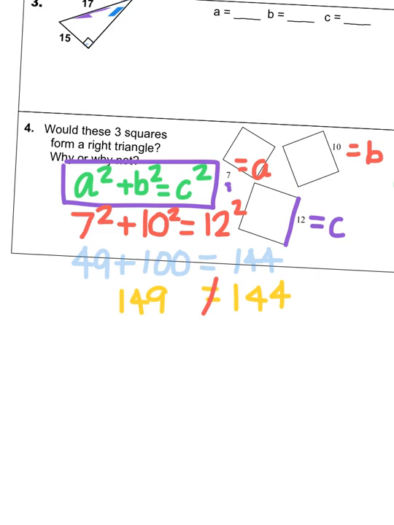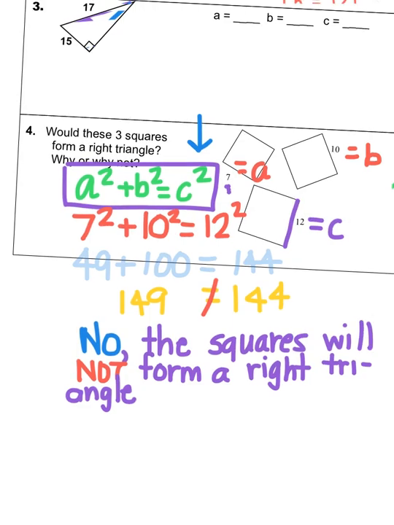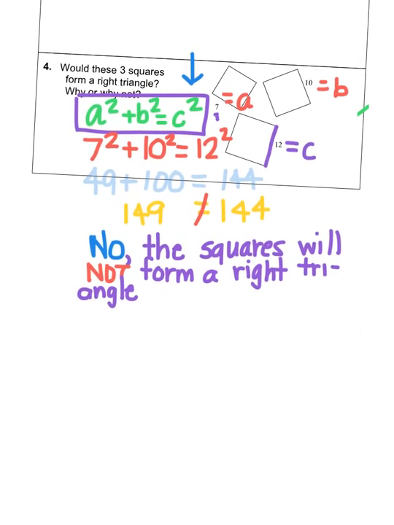Well, let's go back to the question. Would these 3 squares form a right triangle? The answer is no. And why they wouldn't form a right triangle is because they don't meet the relationship that we know about. Let me write it down in words. No, the squares will not form a right triangle. That does not answer the second question though. Why or why not? So take some time and verbalize that.